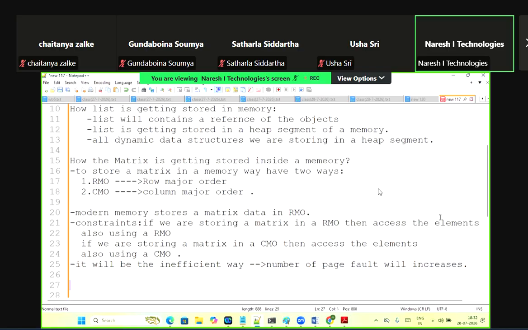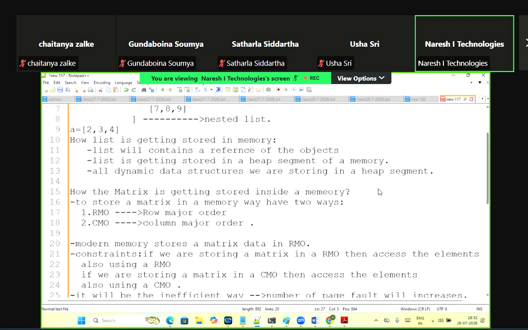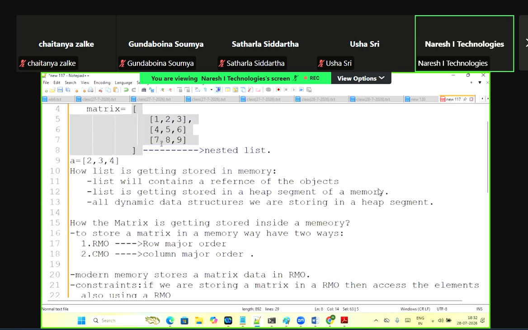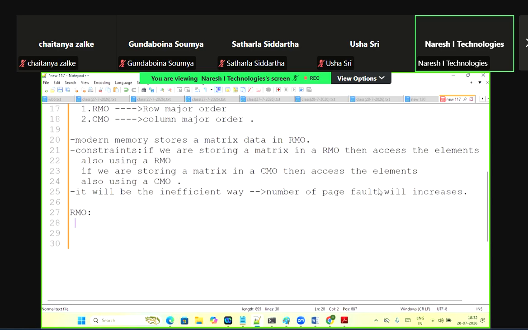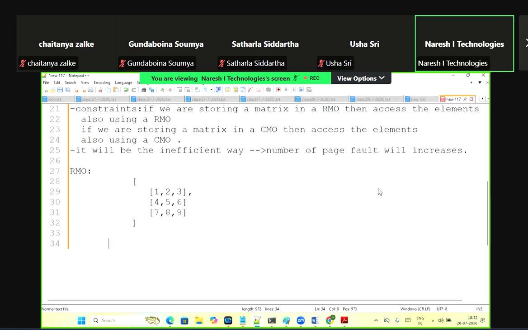So let's take here, I'm talking here about RMO, row major order. This is the matrix given to you. So you store the data in a row wise case, right? Like this. For example, this is the matrix given to you. You store the data row by row like this. So I'm having sequential locations like this. I'm storing 1, 2, 3, 4, 5, 6, 7, 8, and 9 like this. So usually this will be the first row, second row, and this will be the third row like this.